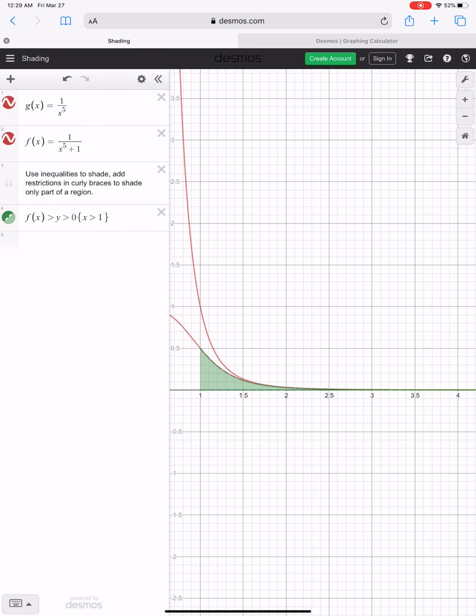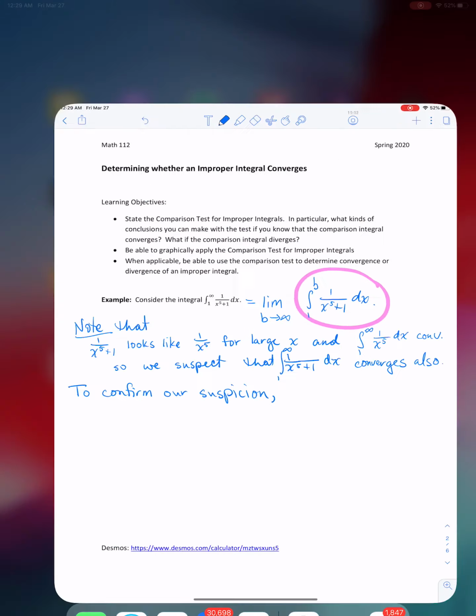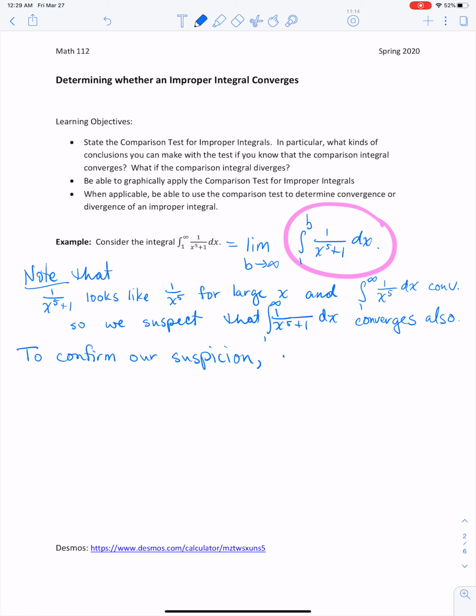So that's the punchline. Okay, so consider that we know that x to the fifth plus 1 is always greater than x to the fifth. So 1 over x to the fifth plus 1 is always less than 1 over x to the fifth.